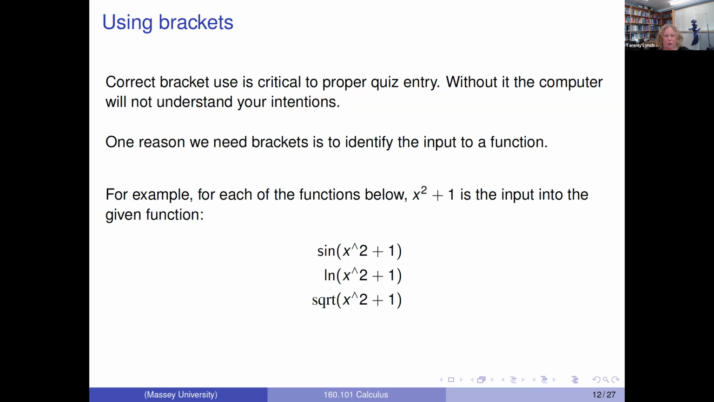So we'll look at both of these issues. So first of all, if we're looking at it to identify the input of our function, we've got a few functions here, the sine, the natural log, and the square root. And in each case, the input into my function is x squared plus 1. So this is the sine of x squared plus 1, the natural log of x squared plus 1, and the square root of x squared plus 1. But x squared plus 1 is the input into the given function that is shown there. So without those brackets, the computer will not understand any of these functions. Those brackets are critical.